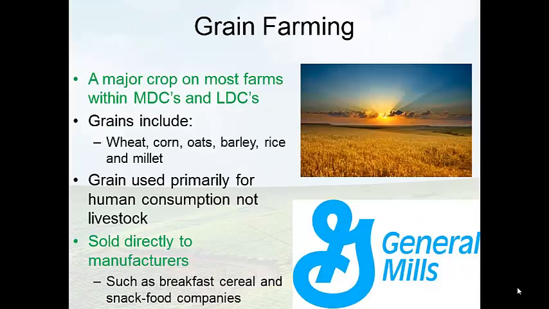Grains are a major crop on most farms in MDCs and LDCs. Now, these grains include wheat, corn, oats, barley, rice, and millet, and some others. Now, grain is used primarily for human consumption on these farms, not livestock, versus the mixed farm. Now, these grains are sold directly to manufacturers, specifically breakfast cereal and snack food companies such as General Mills.